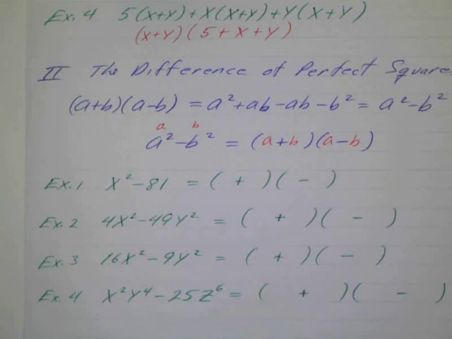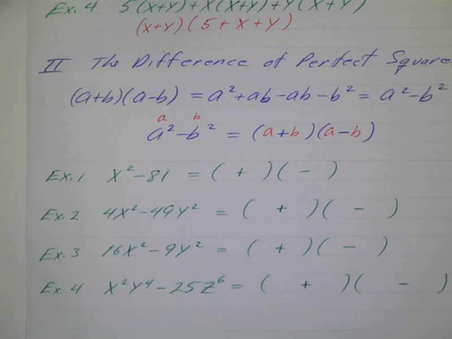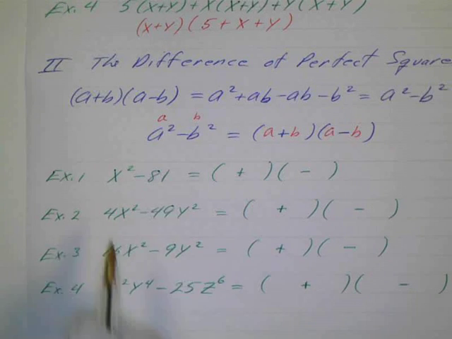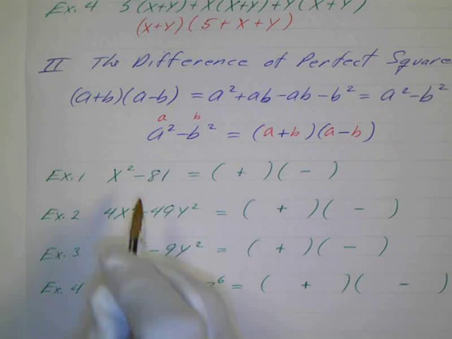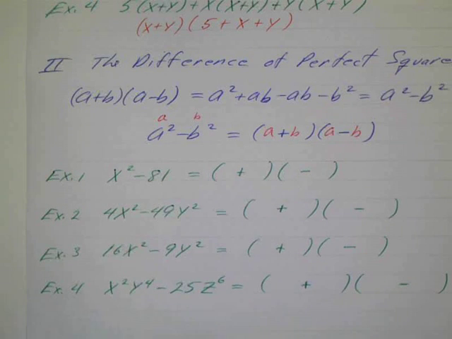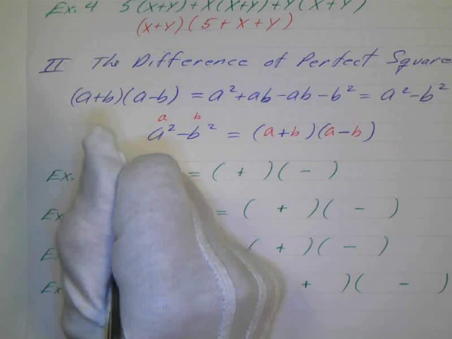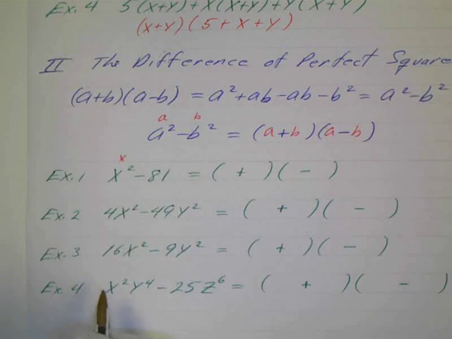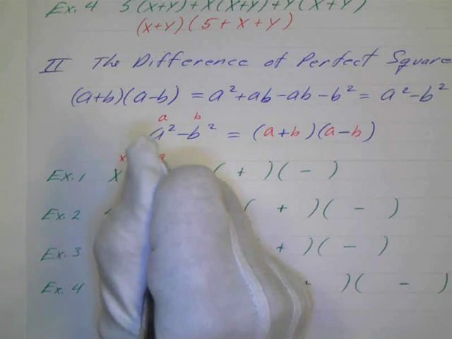So here's some examples of the difference of perfect squares. First of all, it's going to be a binomial, so you look for a binomial. If you see 2 perfect squares, you're pretty much in business as long as it's a difference. It's always the difference, not the sum, but the difference of perfect squares. So what's the square root of x squared? Well, that's x. And what's the square root of 81? 9. So I can identify the square roots.